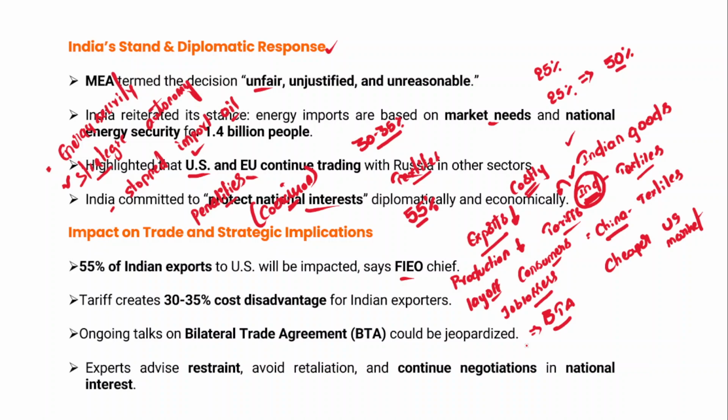And in fact, experts have been advising both sides, particularly the US, to show restraint, avoid retaliation, and continue negotiations in the national interest. Now, what exactly is retaliation? Since the US has imposed 50% tariffs on Indian goods, India may retaliate by imposing tariffs on US goods. However, experts have been advising to maintain restraint and not impose tariffs on US goods. So don't do the retaliation, right? So therefore, India should continue negotiations in the national interest, right? So I hope you have understood this topic.